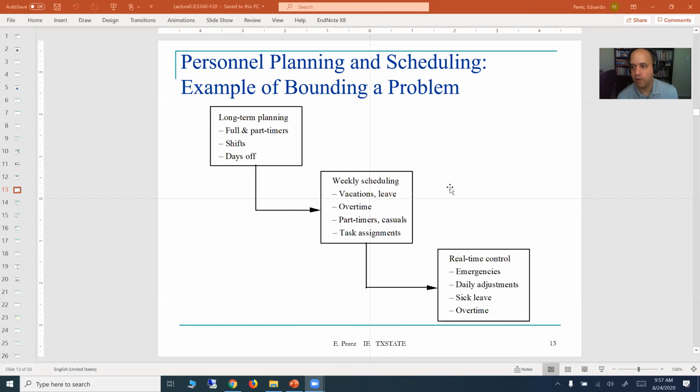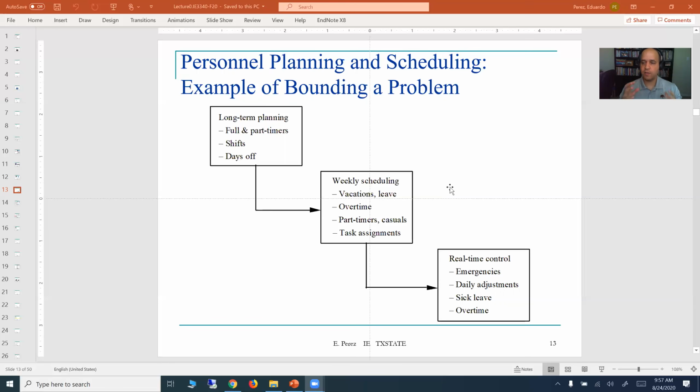So if we are, for example, in flu season, how many people call in sick during the flu season? So we need to take into account that. So maybe we schedule 10, but we know on average 1 or 2 will be calling sick. So we have to take that into account. And then overtime. So how many hours can we offer in terms of overtime? So this, again, is just an example of all the things that you have to consider.